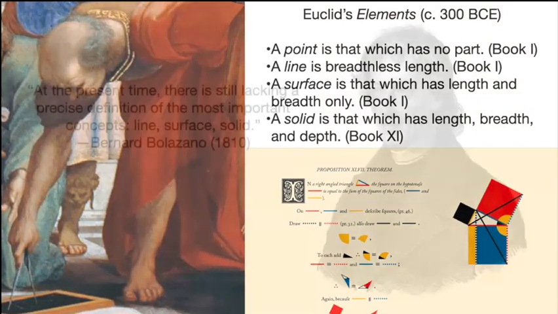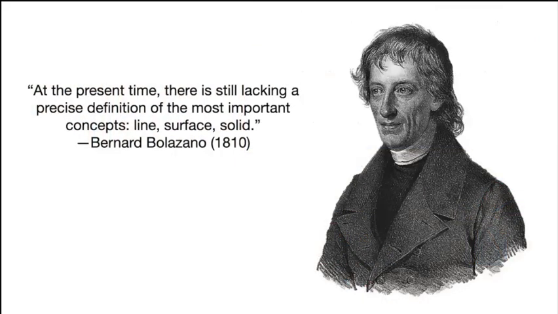However, having said that, those aren't really definitions, and if we were really to pin you down on what is a dimension, that's sort of a hard question. And if we jump ahead to the early 19th century, Bolzano wrote, "At the present time, there's still lacking a precise definition of the most important concepts, line, surface, and solid." So even by the beginning of the 19th century, there was not a really rigorous definition of what dimension meant.